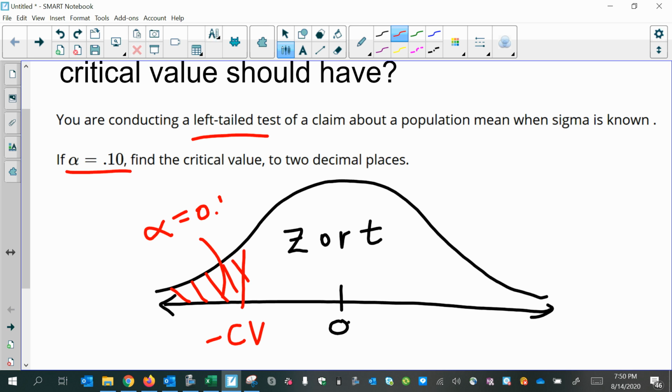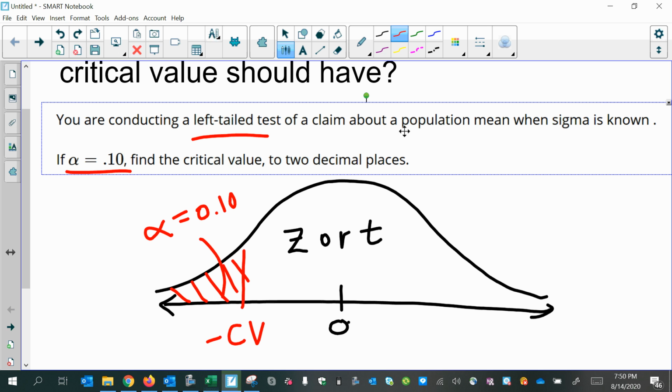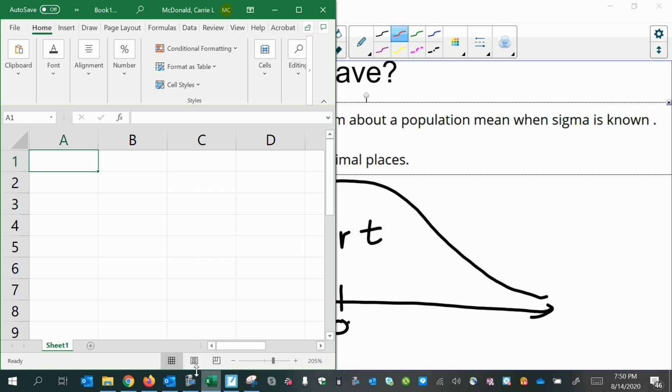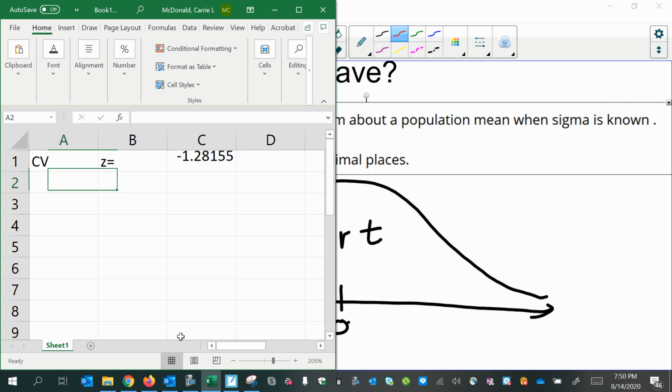So if I want to find that critical value, I'm going to go into Excel to do this. And my critical value for a population mean when sigma is known, I will use the z distribution, the standard normal distribution. So that is z equals, and then I'll do norm.inv on the left area of 0.1 with a mean of 0 and a standard deviation of 1. And as you can see, I get a negative value.